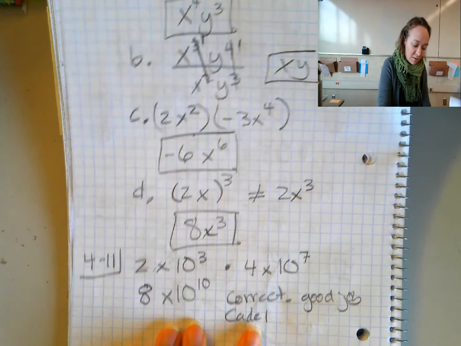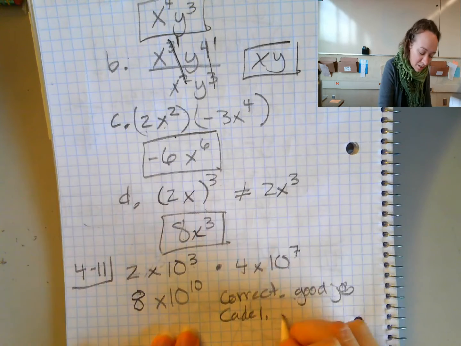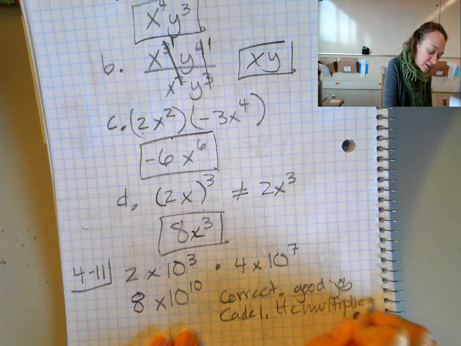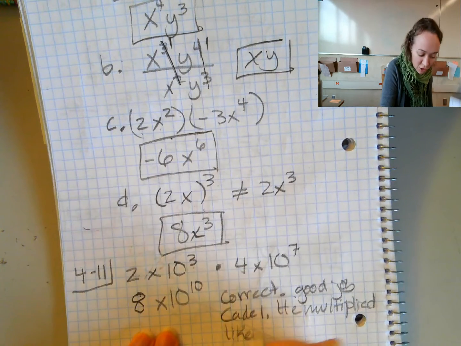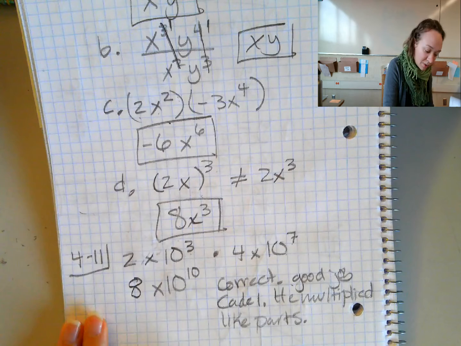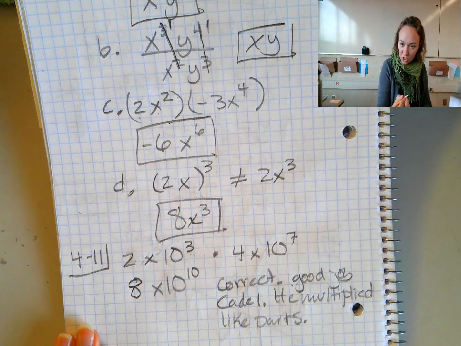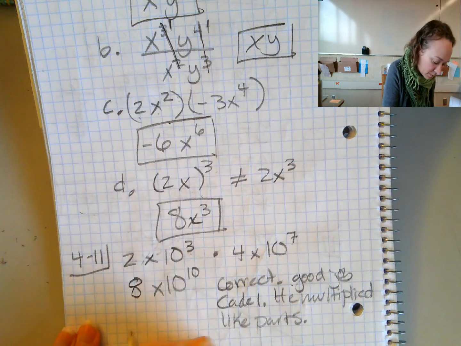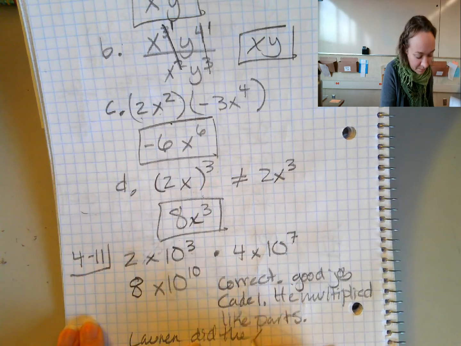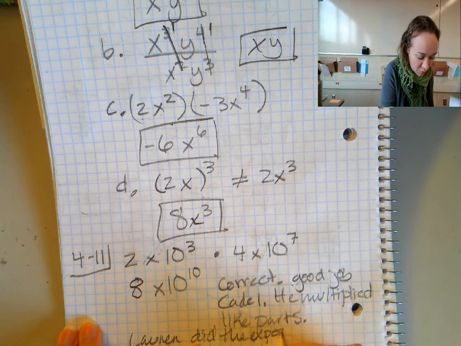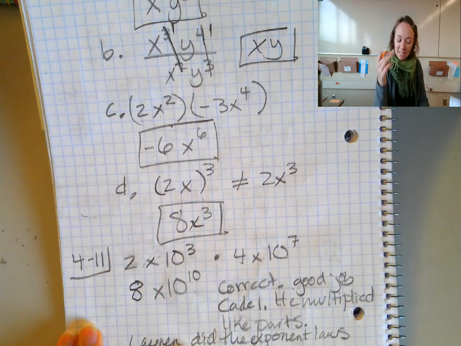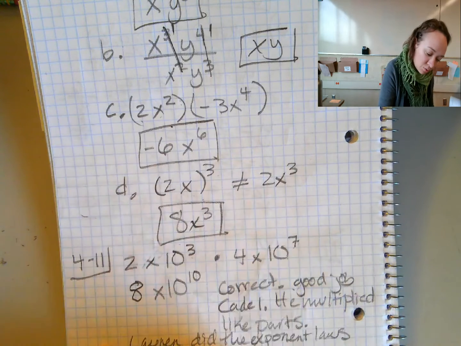And we can explain why, because he multiplied like parts, perhaps. And Lauren's reasoning was correct, but she did the exponent laws wrong. Lauren did the exponent laws incorrectly because she multiplied 3 times 7 instead of adding them. Wrong.